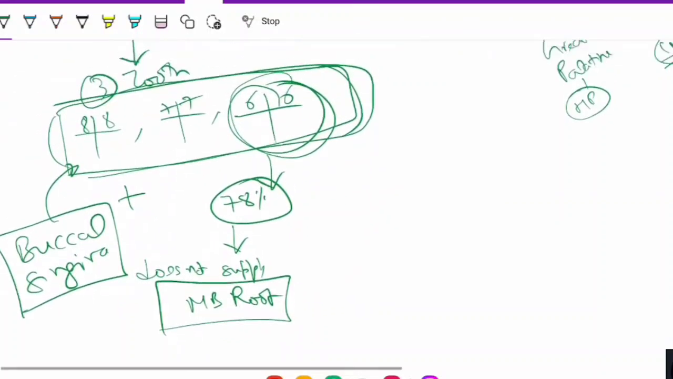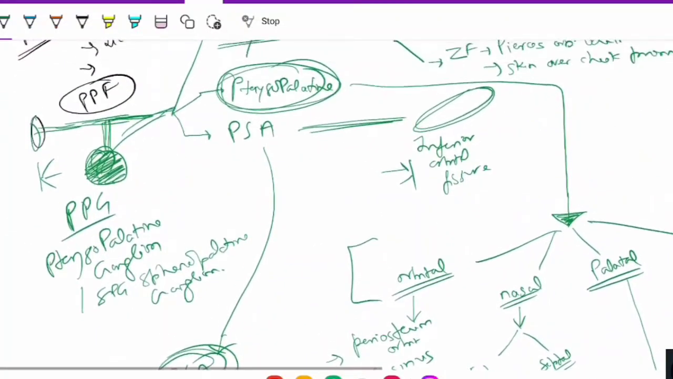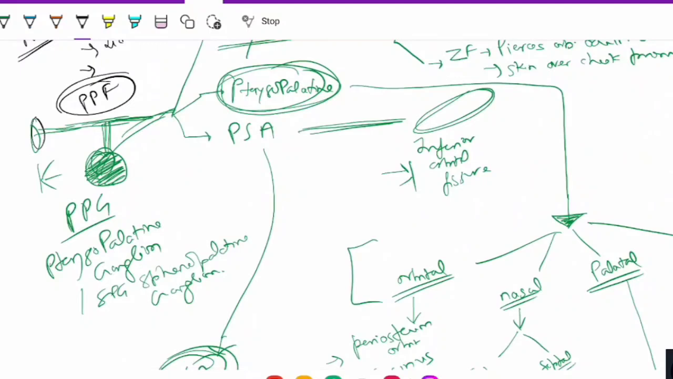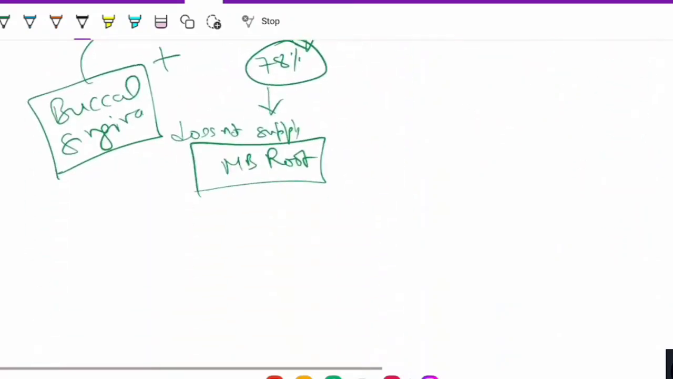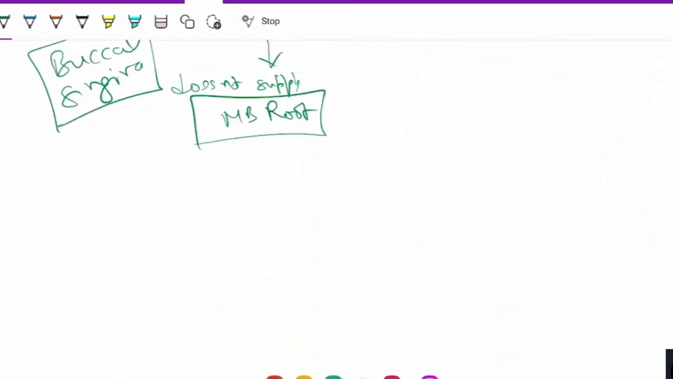Right. So these are the pterygopalatine fossa branches of your trigeminal nerve maxillary division. So what happens now? If you remember one thing, we talked about how it continues in a fissure known as the inferior orbital fissure. So let us look at what happens to the nerve inside the inferior orbital fissure.